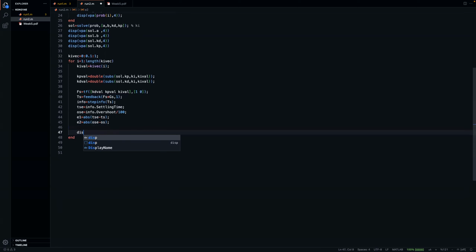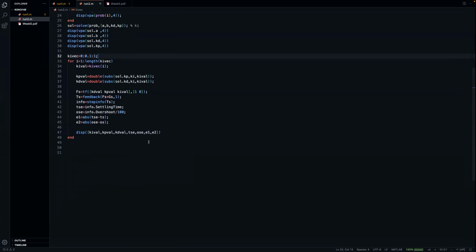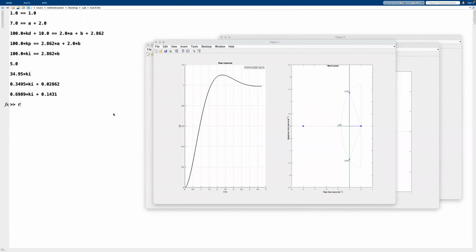But what I can do for now, I could display intermediate results. For example, KI-val, KP-val, for some reason, KD-val, and then maybe TSE, OSE, E1, and E2. I could display this for all possible KI values in this vector or in my domain to see what I'm working with, basically. So let's do that.